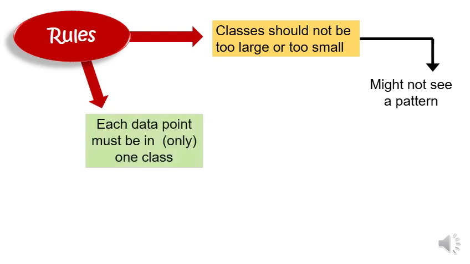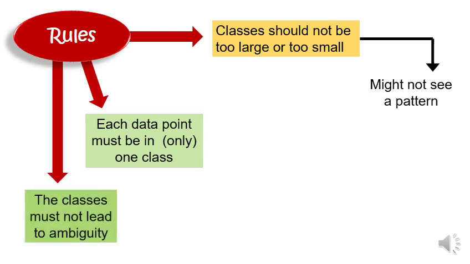So let's suppose, like our previous example, you have 50 recordings in your data set. You can't just choose 48 of them and put them into classes and ignore the other 2. And not only that, let's suppose you have one particular data point. You can't put that into 2 classes. Also, your classes should not lead to ambiguity.